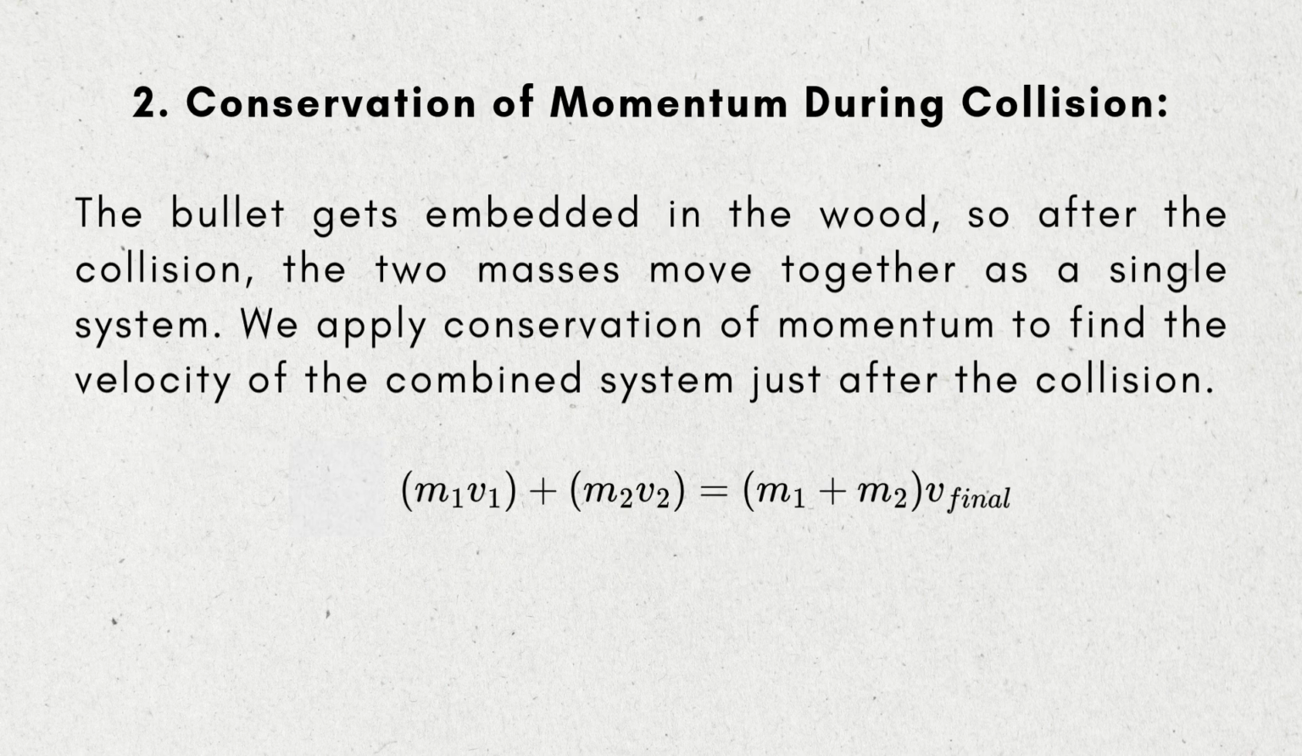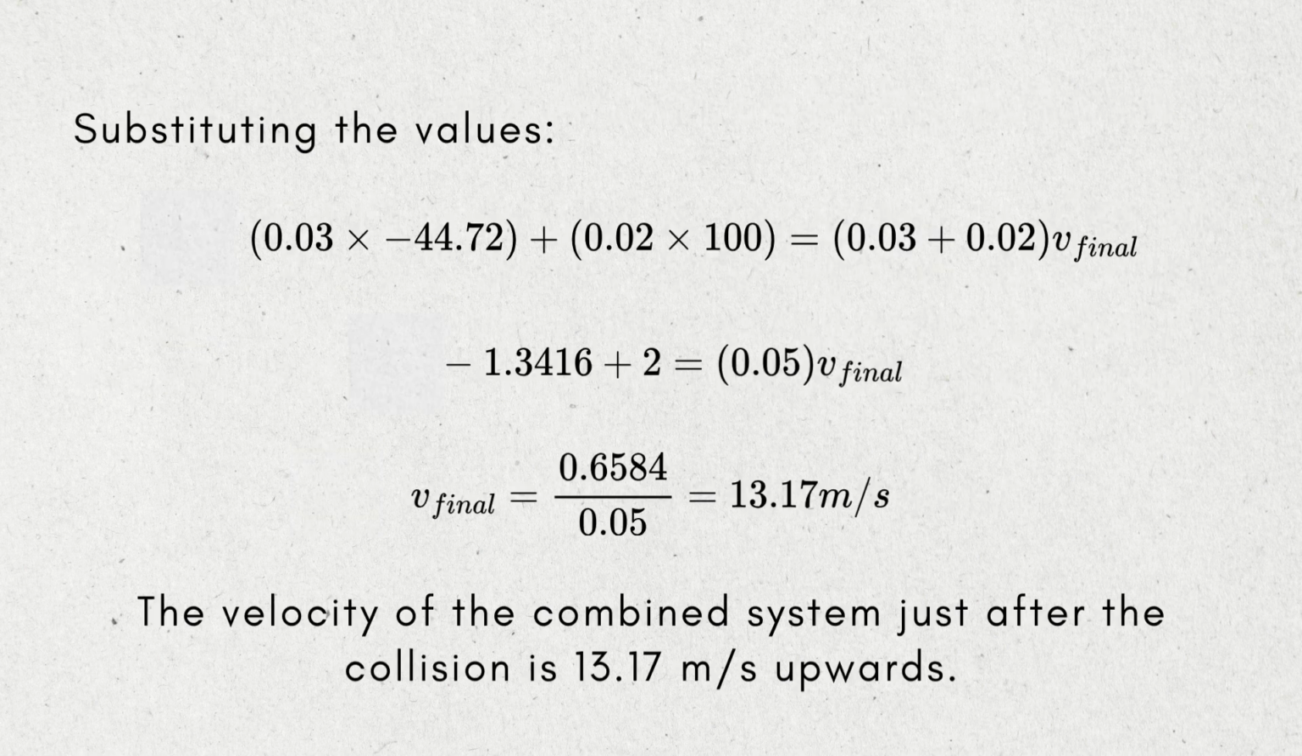Step 2. Conservation of momentum during collision. The bullet gets embedded in the wood, so after the collision, the two masses move together as a single system. We apply conservation of momentum to find the velocity of the combined system just after the collision. M1 into V1 plus M2 into V2 is equal to M1 plus M2 into V final. Substituting the values, V final is equal to 13.17 meter per second. Therefore, the velocity of the combined system just after the collision is 13.17 meters per second upwards.